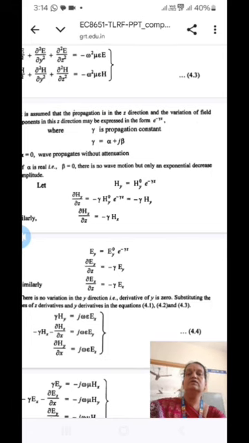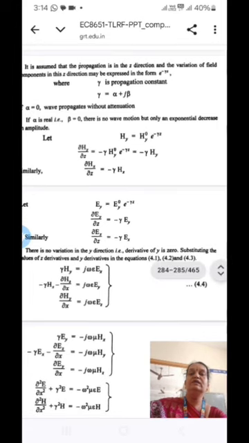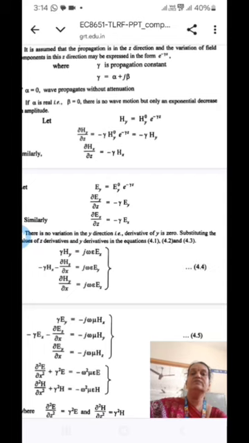Therefore, if the components are taken only in the z direction, we can write the components Hy and Hx like this: Hy equals the amplitude Hy0 into e power minus gamma z, because there is a decrease in amplitude compared to the initial stage.